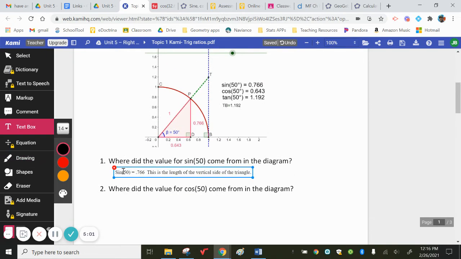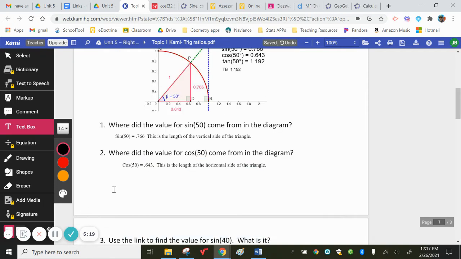Okay, so sine of 50 is 0.766. This is the length of the vertical side of the triangle. Now the next question: where did the cosine of 50 come from in the diagram? The cosine of 50 is this number, 0.643. Where's 0.643? That's the length of the horizontal side of the diagram. So cosine of 50 is 0.643. This is the length of the horizontal side of the triangle.